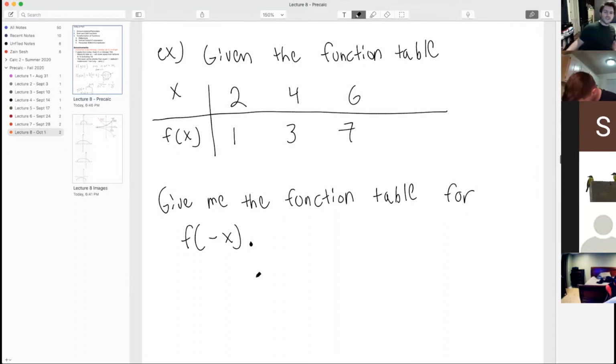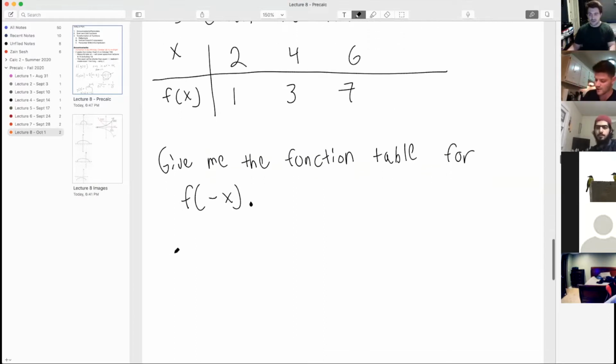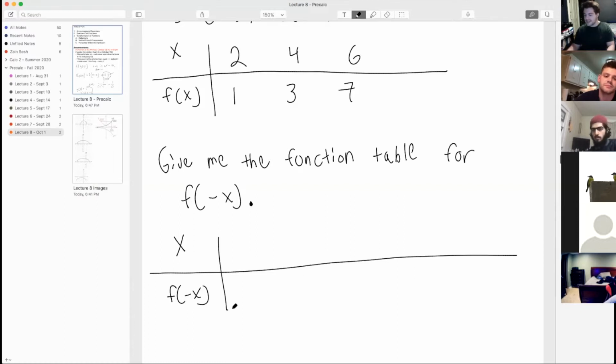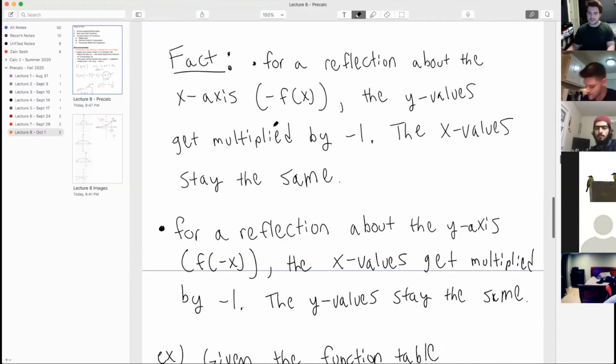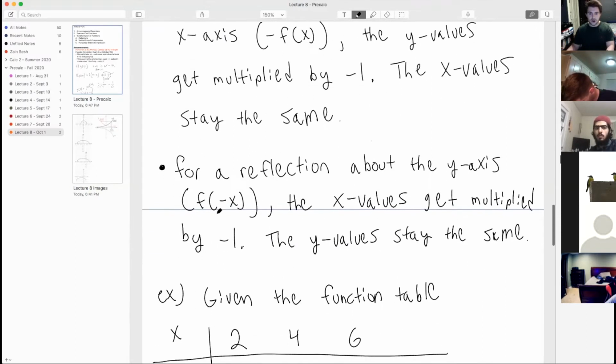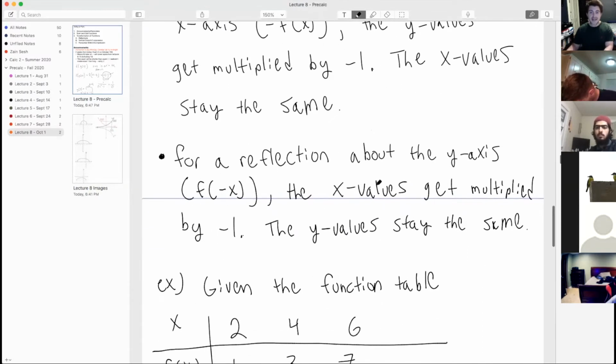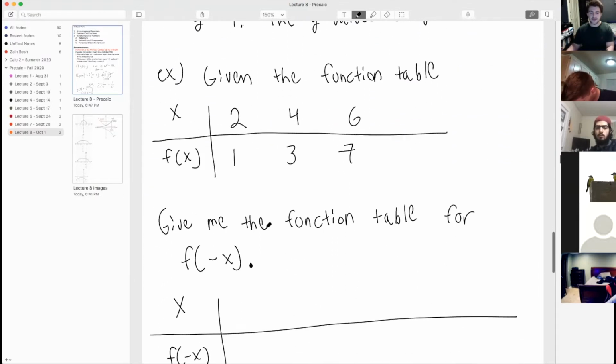Okay, so would someone like to tell me, given the function table for f up here, how can I obtain the function table for f of minus x? Would someone like to explain that? Multiply the x values by -1. Yes, exactly. Very good. Just as I wrote up here on this fact, for f of negative x, which is what we're looking at, the x values get multiplied by -1.